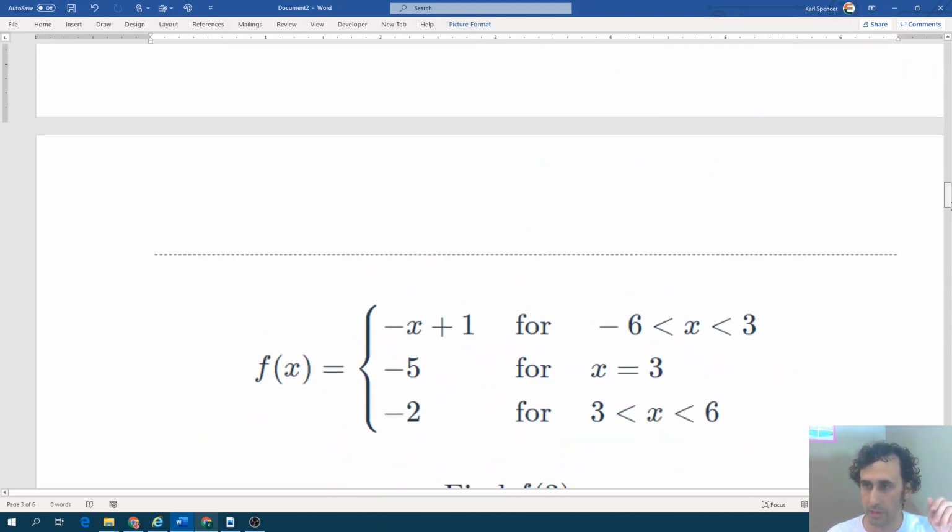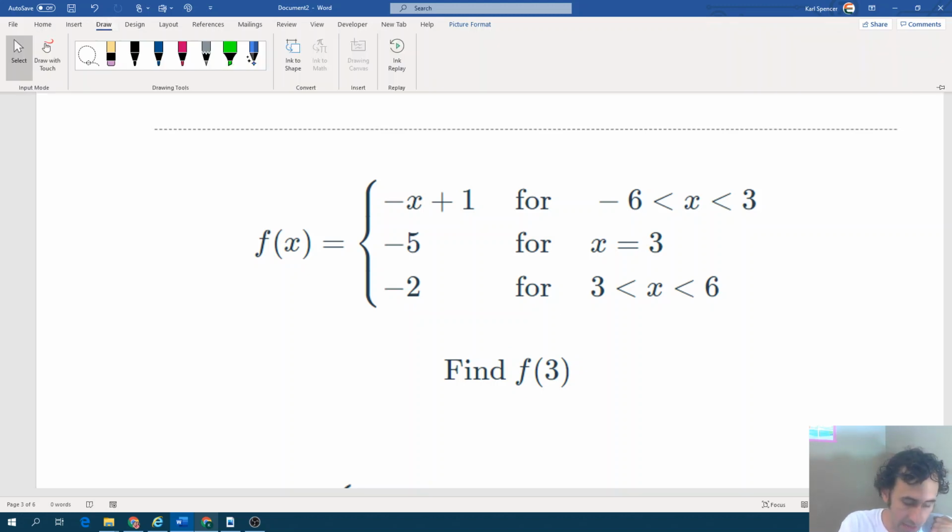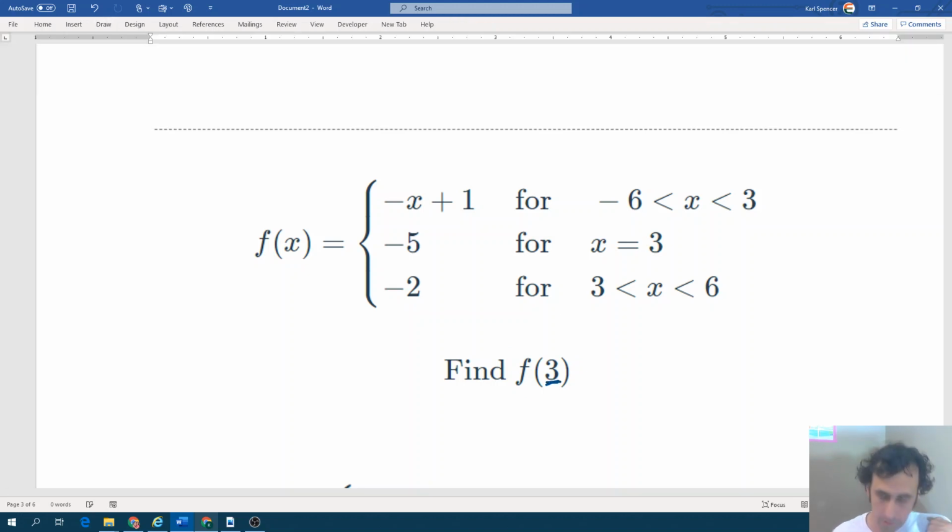Let's make this nice on the screen for us. How about we have this equation here? Now, this equation has 3 different parts. But what we're going to do, it says find f of 3. So that's saying when the x value is 3, what's the answer going to be? If I were to put 3 into this equation, what's the answer going to be?